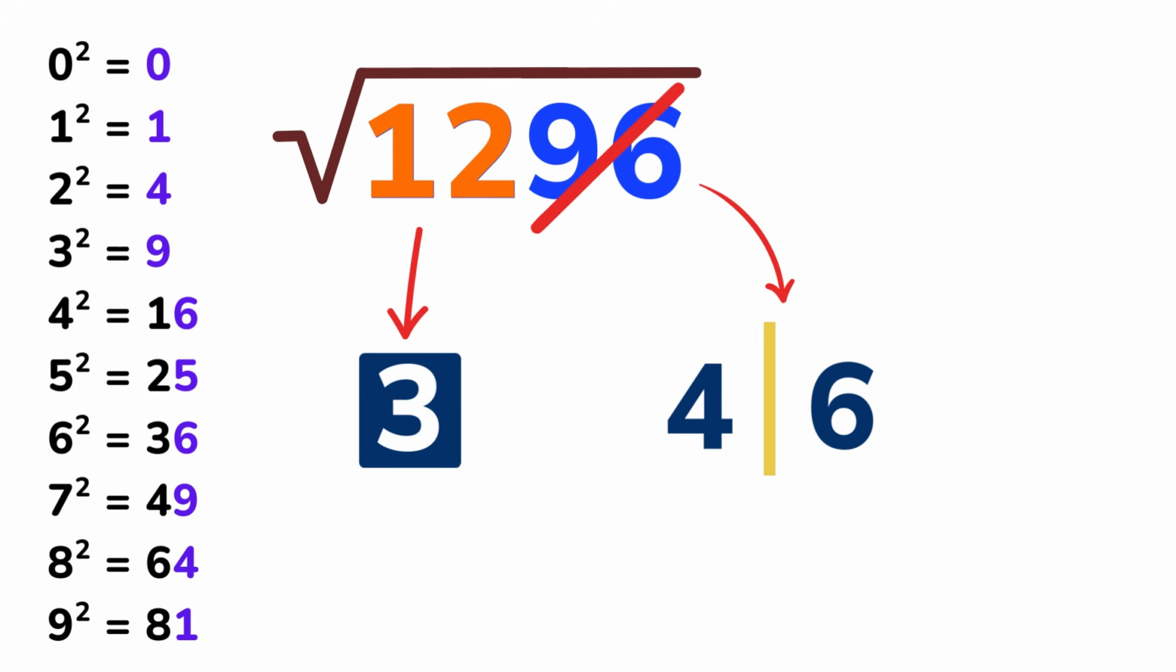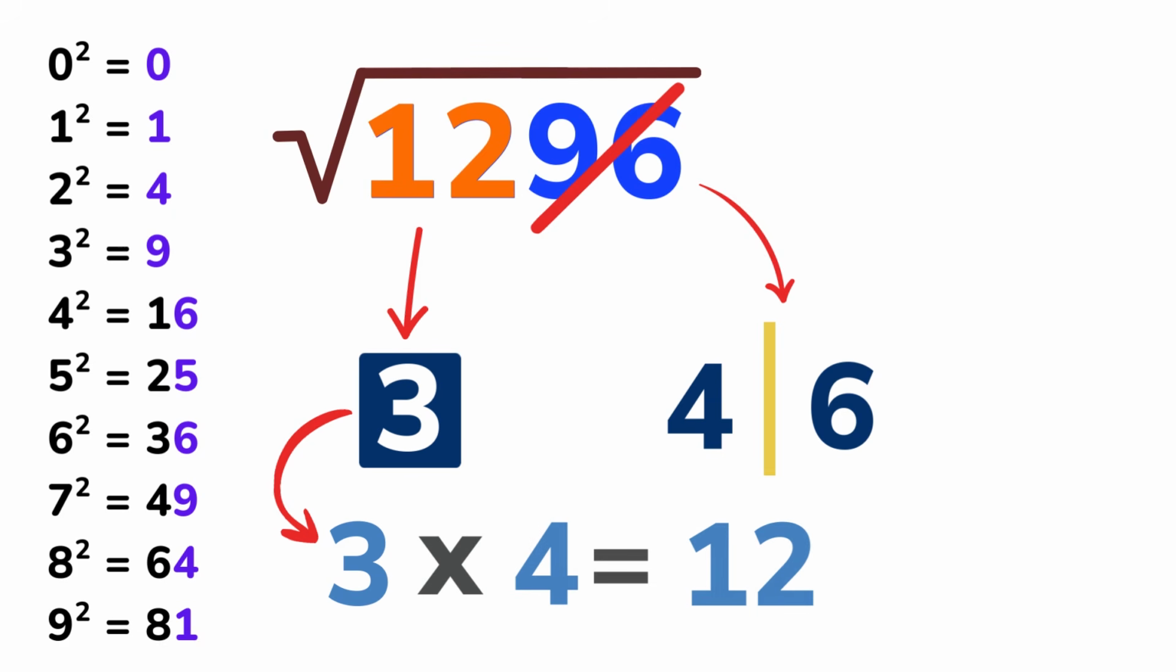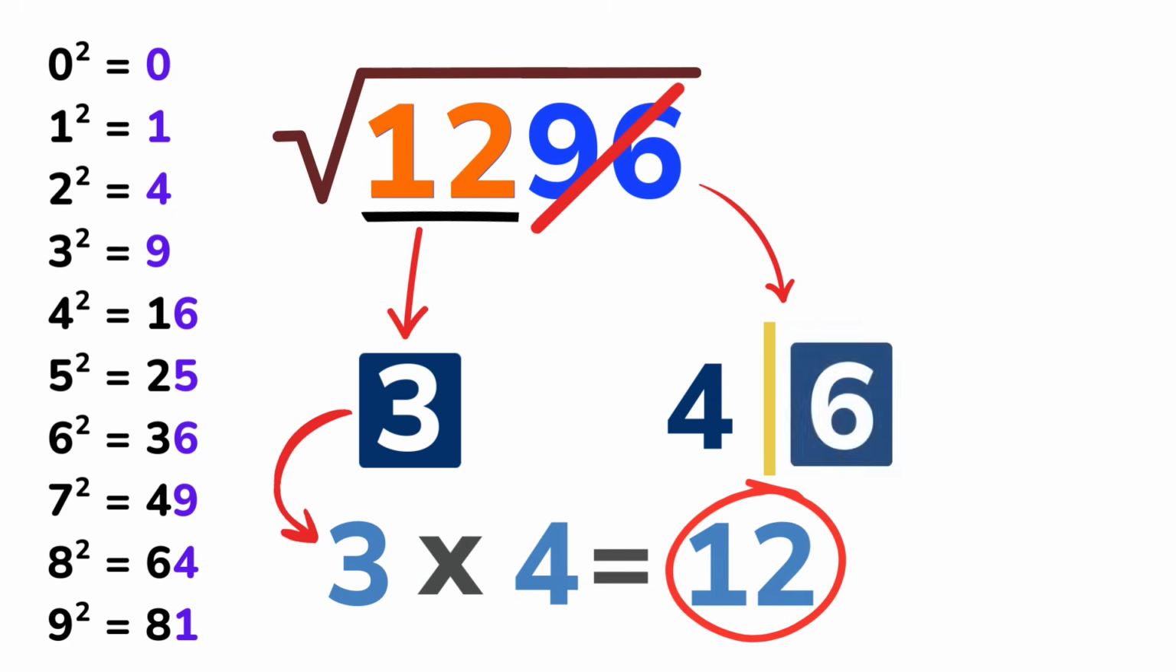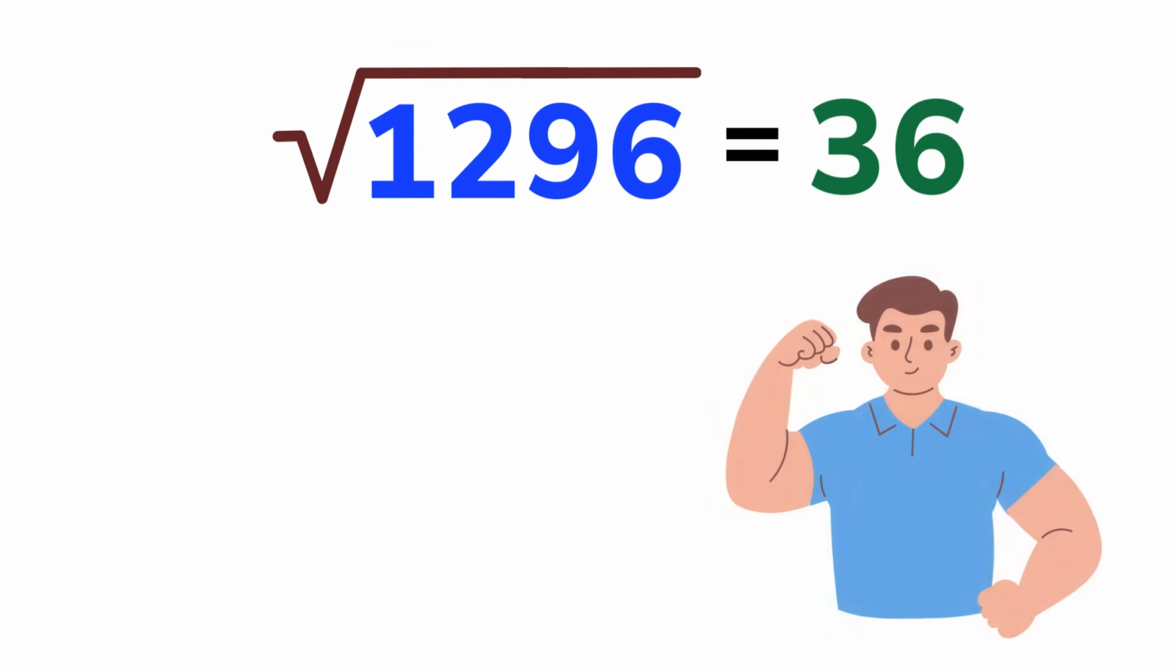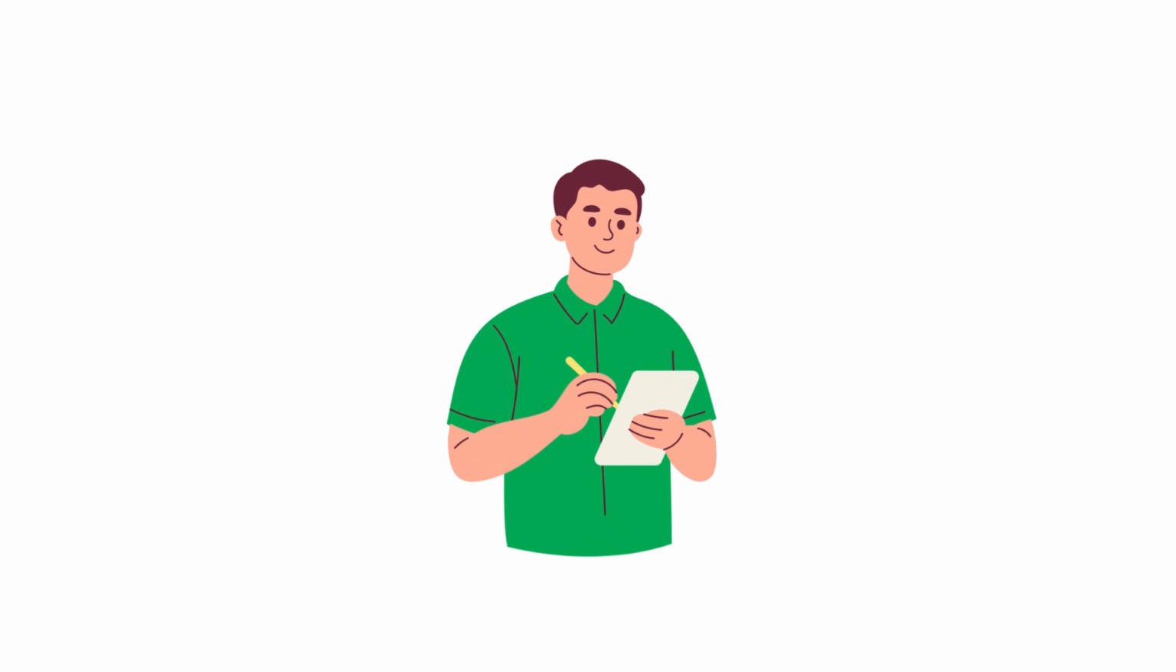Take the 3 and multiply it by the next number. 3 times 4 is 12. Since 12 is equal to 12, we pick the bigger number. That is 6. So the square root of 1,296 is 36. We just nailed it. Let's try a harder one.